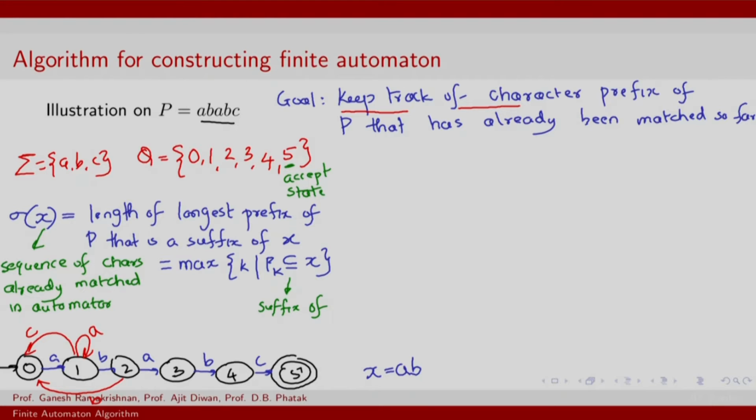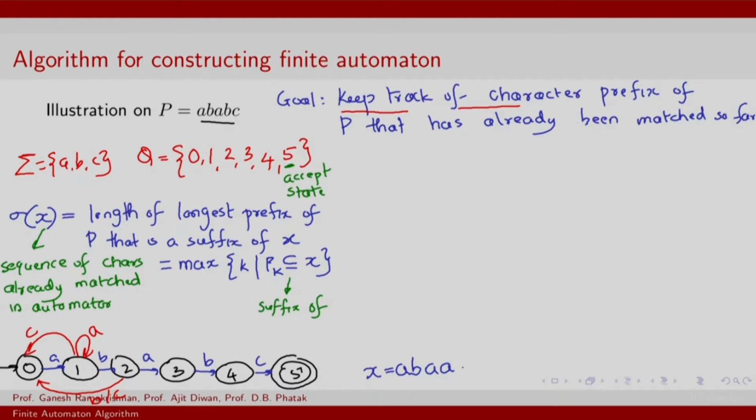Now what if I see character C in X? What if that's the next character I see? ABC. Well, the length of the longest prefix of P that is a suffix of X is still 0. So I'm going to mark this arrow for 2 transitions, B and C, from 2. Now the only other option is A, and we know that if A is the next character, I have to move on to state number 3, and at state number 3 again I have the option of seeing a B, which takes me to state number 4.